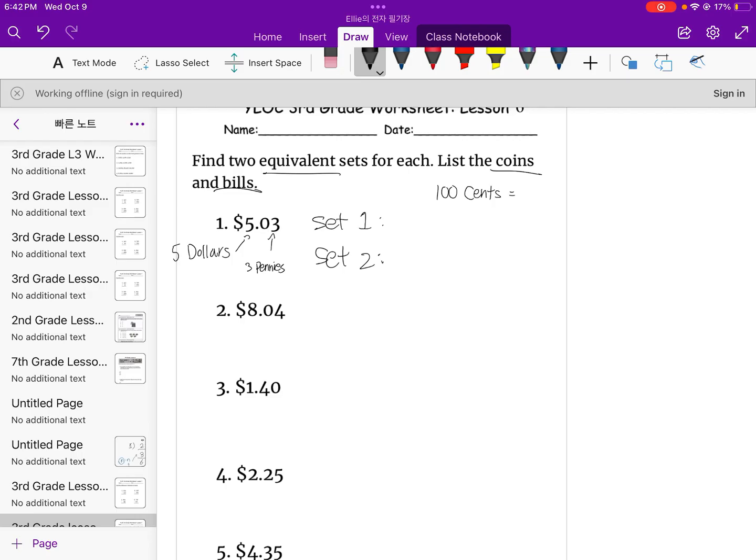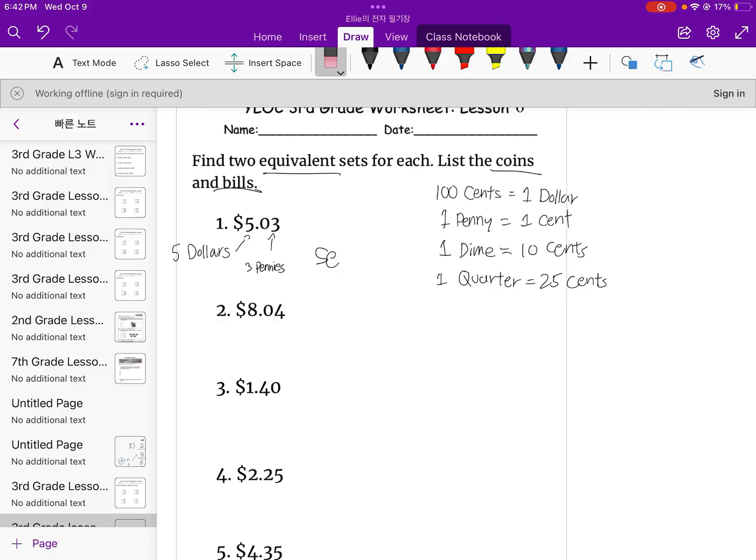100 cents equal $1. And 1 penny equals 1 cent. And 1 dime equals 10 cents. Then 1 quarter equals 25 cents. So you can go back to it when you're trying to do it. Just move it real quick.